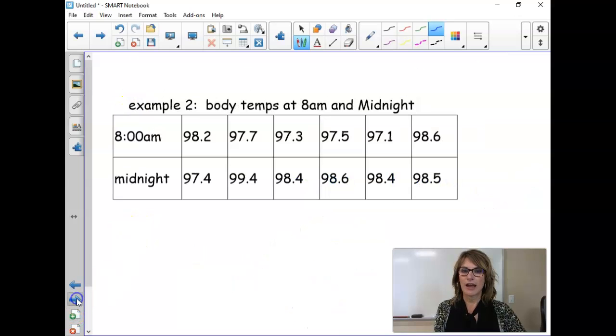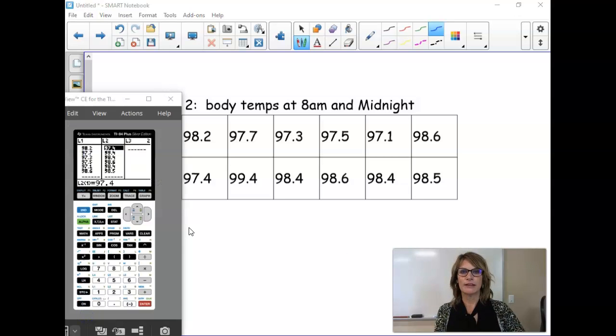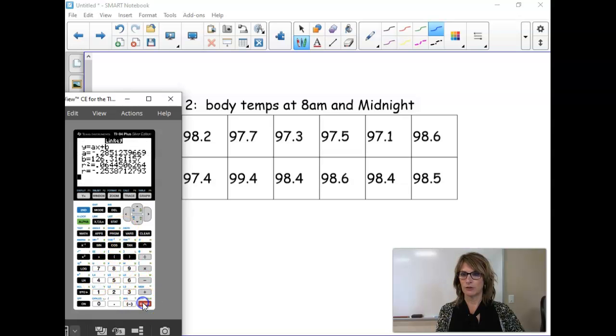Okay, so what happens if R is not bigger than the chart? Now put body temperatures at 8 o'clock in the morning in list 1 and put body temperatures at night in list 2. And pause your video. Okay, now that you have your body temperatures at 8 o'clock in the morning in list 1 and your body temperature at midnight in list 2, let's do the linear regression. Stat, calc, linreg, list 1, list 2.